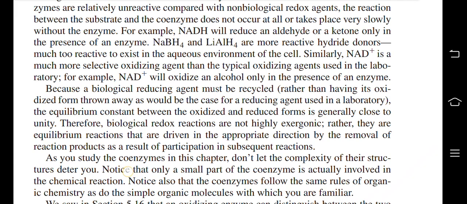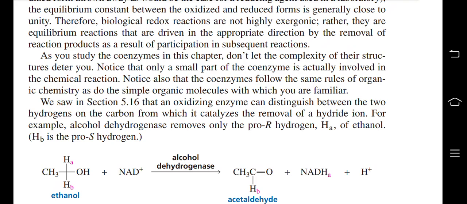As you study the coenzymes in this chapter, don't let the complexity of their structure deter you. Notice that only a small part of the coenzyme is actually involved in the chemical reaction. Notice also that coenzymes follow the same rules of organic chemistry as do the simple organic molecules with which you are familiar. We saw that an oxidizing enzyme can distinguish between the two hydrogens on the carbon from which it catalyzes the removal of a hydride ion.